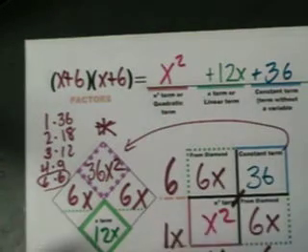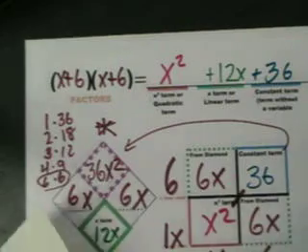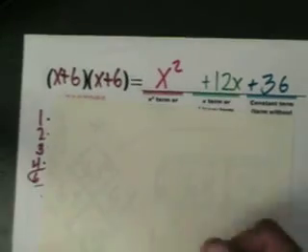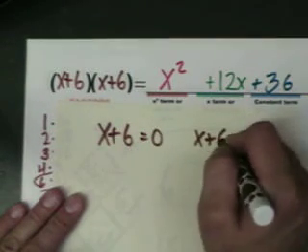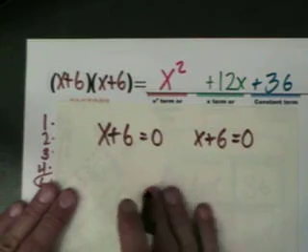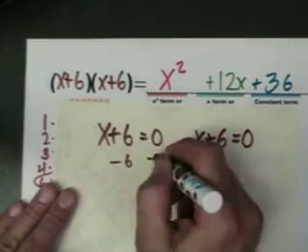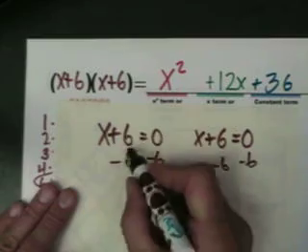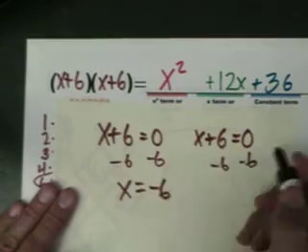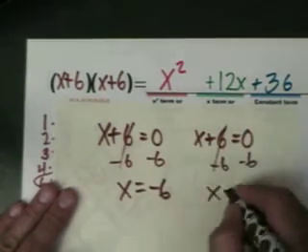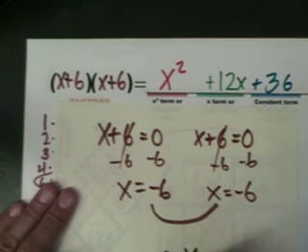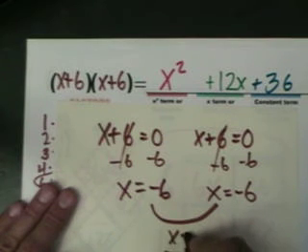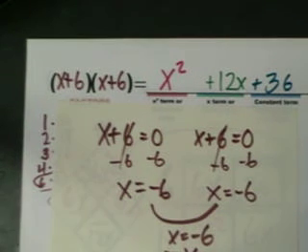Now, if I want to solve this, I need to take my factors and set them equal to 0. So I took those two factors, set them both equal to 0. Just use regular algebra to solve them. X equals -6 there, and x equals -6 there. In this case, we just had one solution, and the one solution is x equals -6.